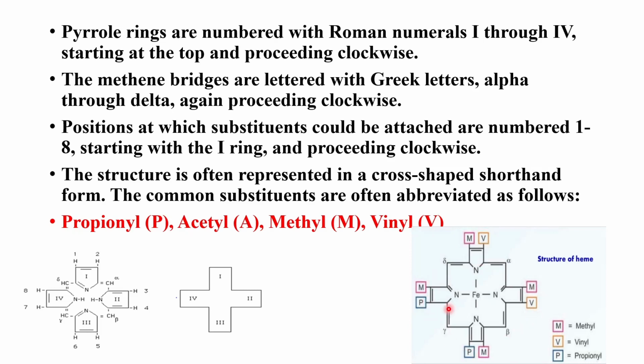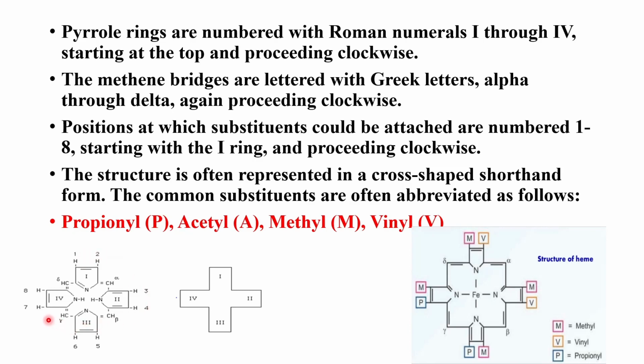So the structure of porphyrin, this is the schematic representation and as I already told you, the four pyrroles are numbered by Roman numerals in a clockwise direction, the methane bridges are lettered with Greek letters like alpha, beta, gamma, delta. Then the substituents are 1, 2, 3, 4, 5, 6, 7 and 8.